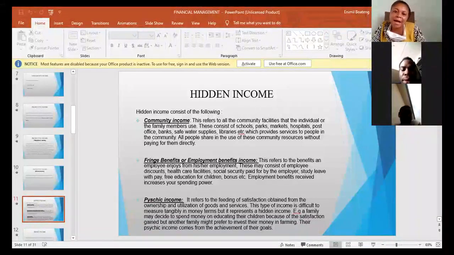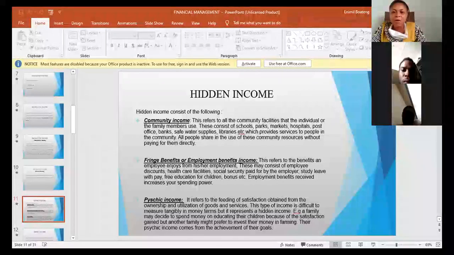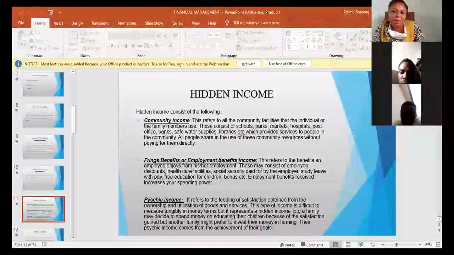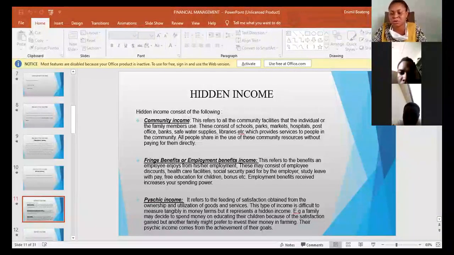Okay. The second category of the non-money income is hidden income. Now, when we talk of hidden income, it's something that you cannot really see as money coming to you directly, but you enjoy it. An example is community income. The community income refers to all the community facilities that the individual or family members use.